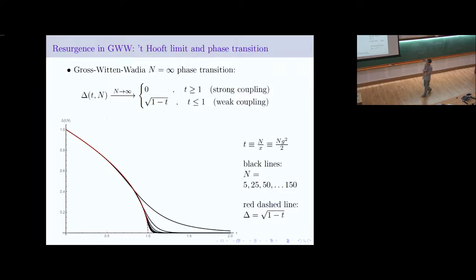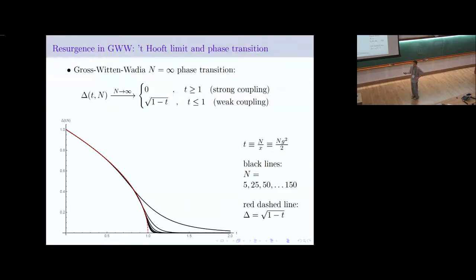Okay, so what did Gross and Witten and Wadia find? They found that at n equals infinity, when I translate it into this expectation value for the determinant of U, this thing went to zero at strong coupling when t is bigger than 1, and if t is less than 1, it was the square root of 1 minus t at n equals infinity.